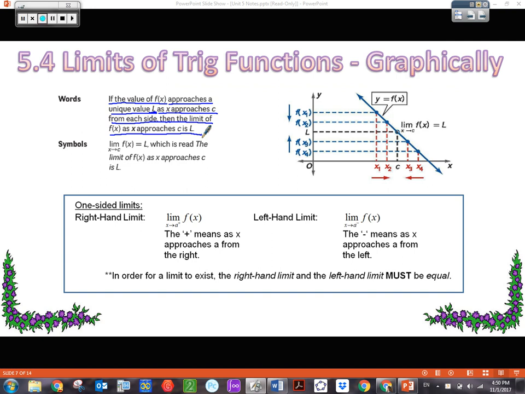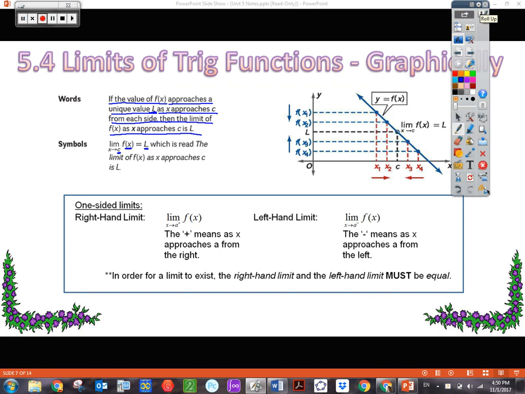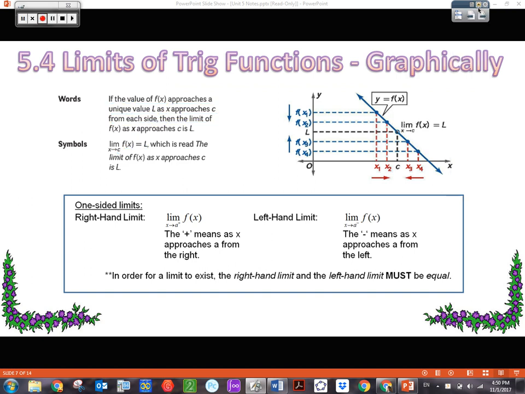It's all right. This is what it looks like in symbols. The limit as x approaches some x value c of the function is equal to some y value L, which we read as the limit of f of x as x approaches c is L. So that's just some word symbols of what it looks like. Let's look at it graphically. What does it look like on a graph?